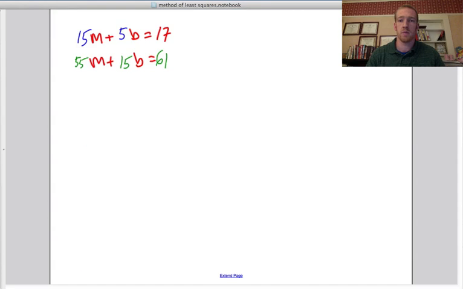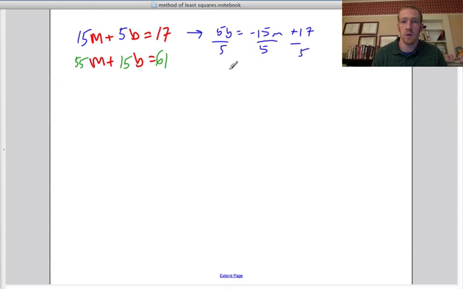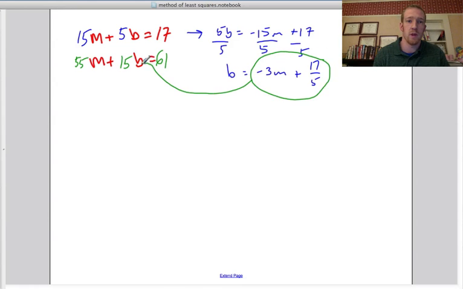So I've just pasted that system right here. I'm going to first solve and isolate the b here. So if we subtract 15m from both sides, we have 5b equals negative 15m plus 17. Divide by 5. And we get b equals negative 3m plus 17 over 5.